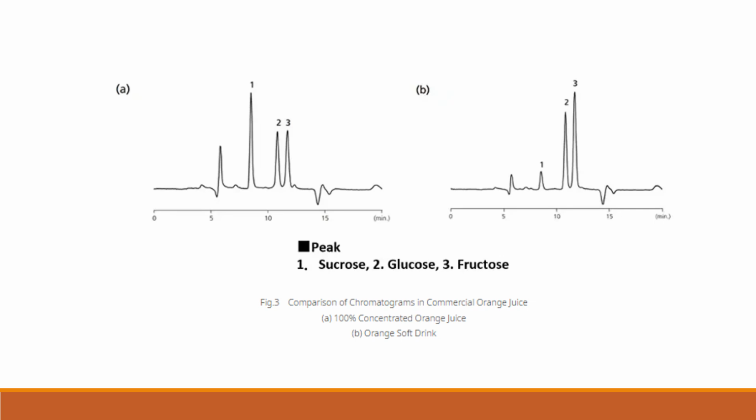Now as you can see in this picture, A is a graph where 100% concentrated orange juice is used and B is orange soft drink. So you all can see in picture A, the peak of sucrose is higher compared to the orange soft drink, whereas the peak of fructose is higher in the second image.